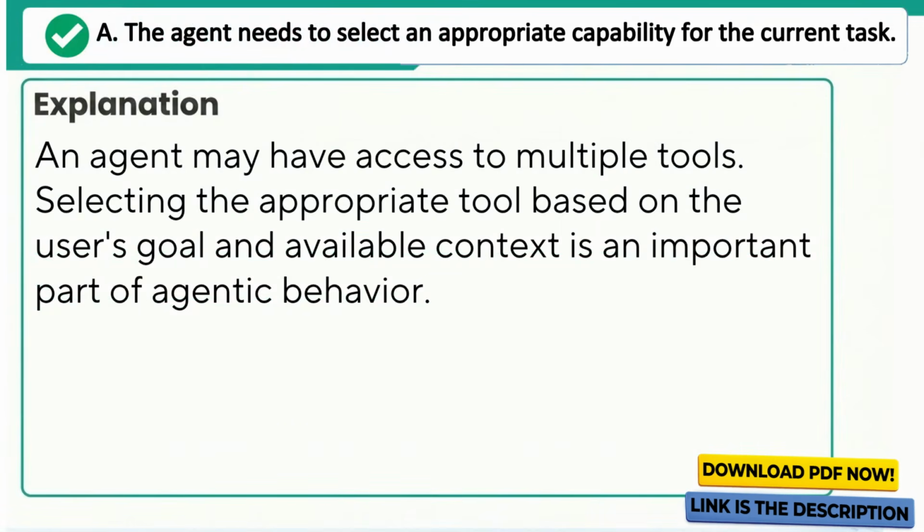Correct answer. A. The agent needs to select an appropriate capability for the current task. Explanation. An agent may have access to multiple tools. Selecting the appropriate tool based on the user's goal and available context is an important part of agentic behavior.